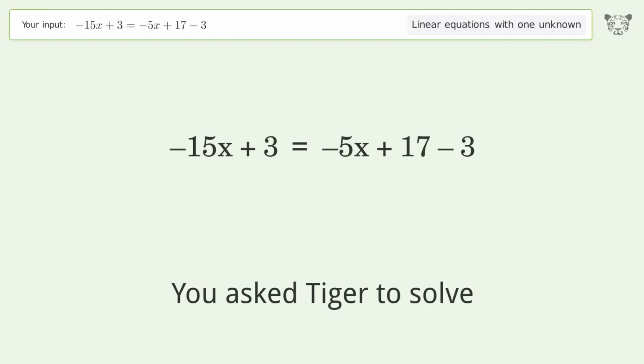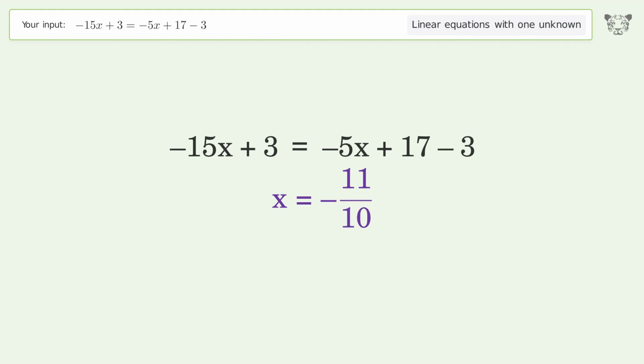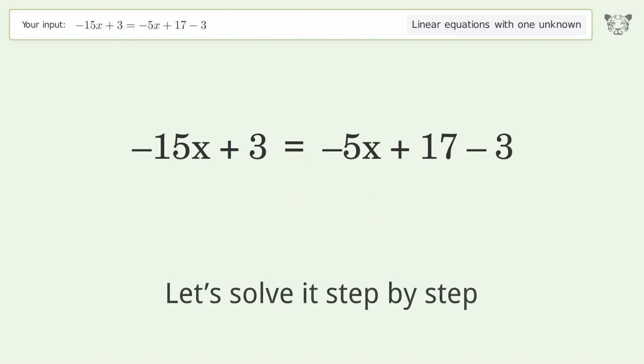You ask Tiger to solve. This deals with linear equations with one unknown. The final result is x equals -11/10. Let's solve it step by step.